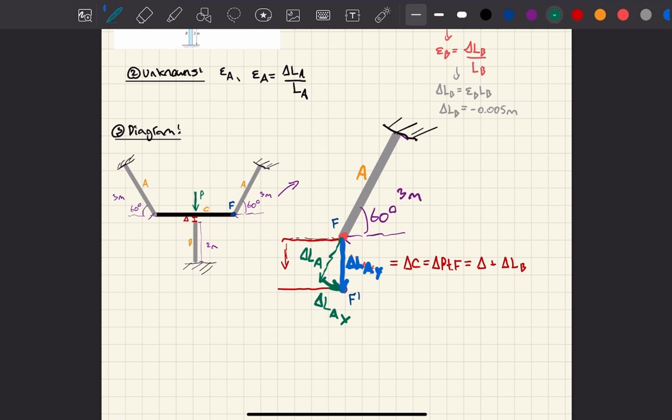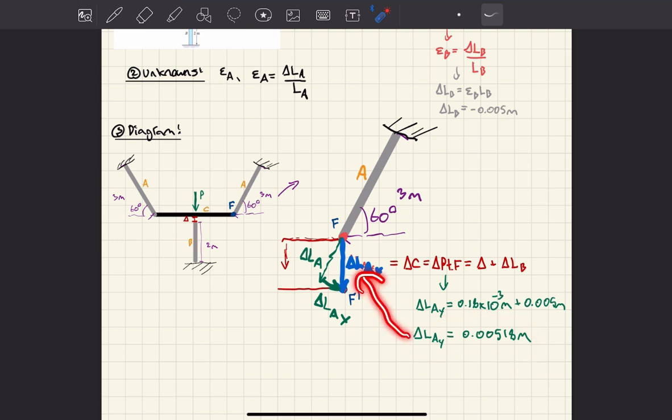Okay, so what the y component of the change in length of bar A ends up equaling: we have to convert to meters, because it's 0.18 millimeters. How do we do that? 0.18 times 10 to the power of -3 meters plus 0.005 meters. So we get the y component of the change in length of bar A is equal to 0.00518 meters. Okay, what the heck does this mean?